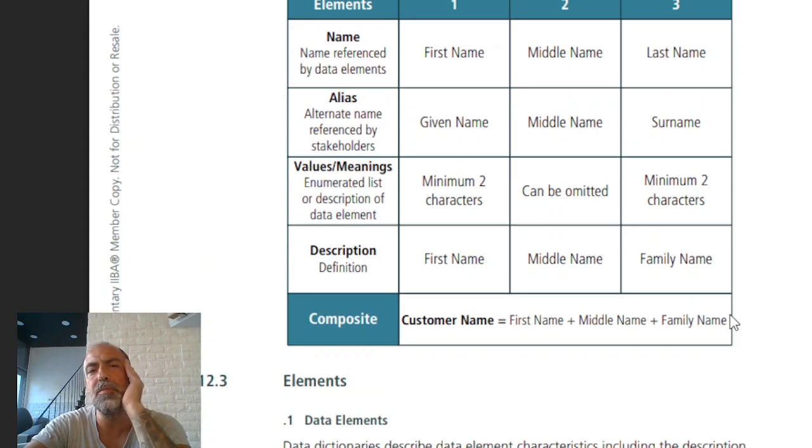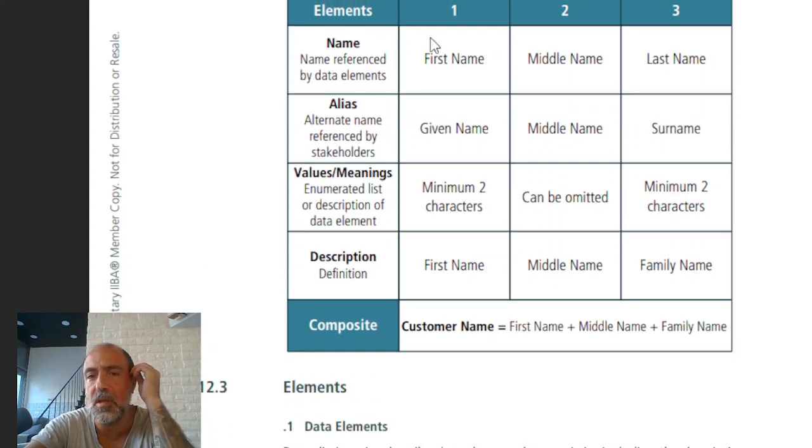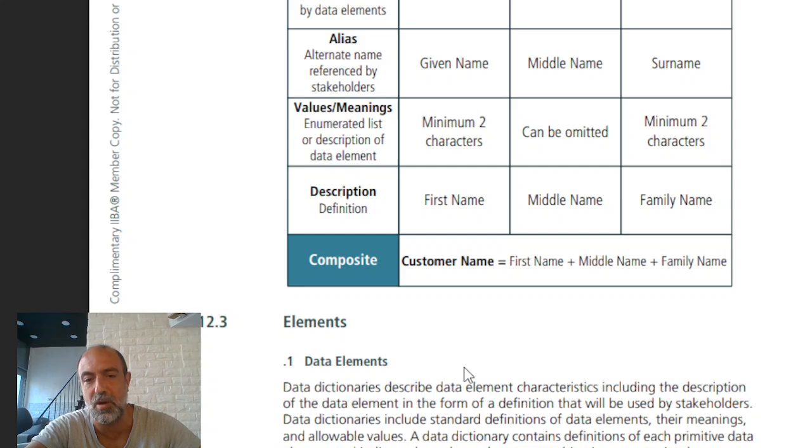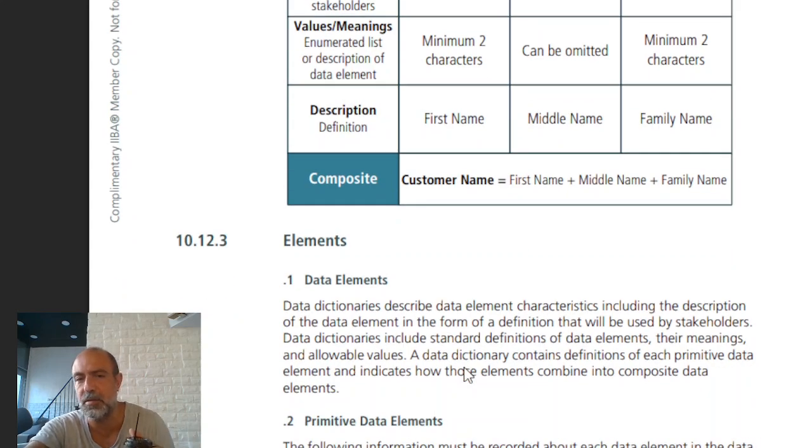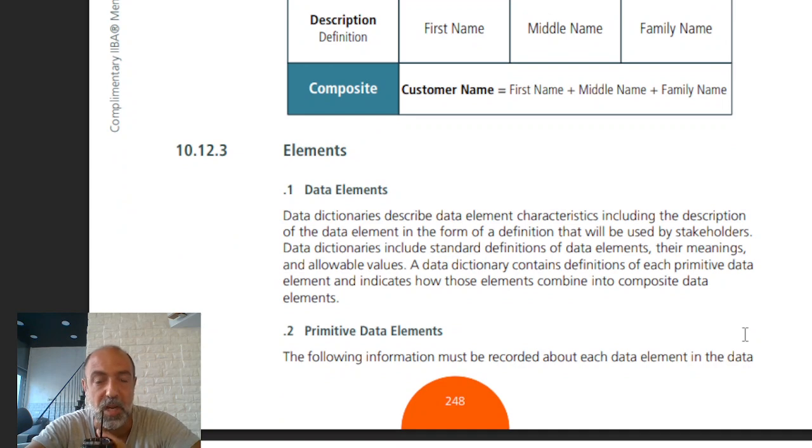Oh, look at this. A primitive data element 1, data element 2, data element 3. It was like name, first name, middle name, last name, alias, given name, middle name, surname, values and meanings, minimum 2 characters, right? It's kind of like describing how we handle things, whether it's a database thing or a KPI index thing, or just the way we speak with each other and interact with each other, using the data that we exchange. Because some reports require something and some reports require other things.